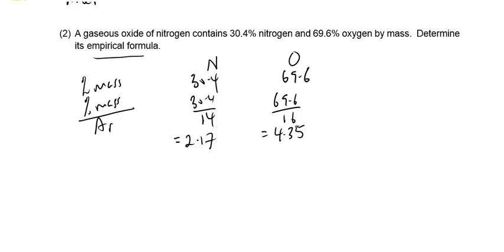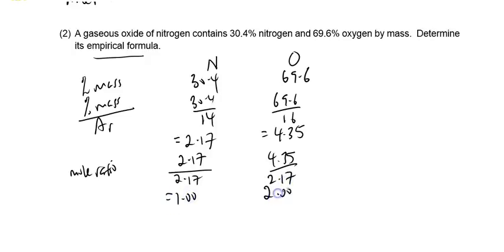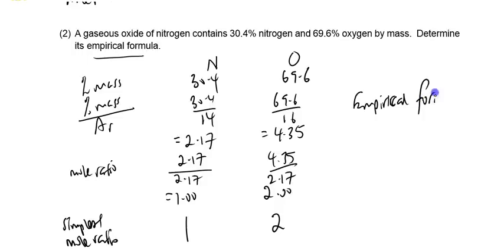4.35. Next step is to determine the mole ratio, and the mole ratio is calculated by taking the smallest number and dividing it throughout. Dividing this throughout, we have 1.00 and 2.00. And now the last step is to determine the simplest mole ratio, and this is the whole number. So we round 1.00 to 1 and 2.00 to 2, which means that our empirical formula for this oxide of nitrogen is NO2. Easy enough.